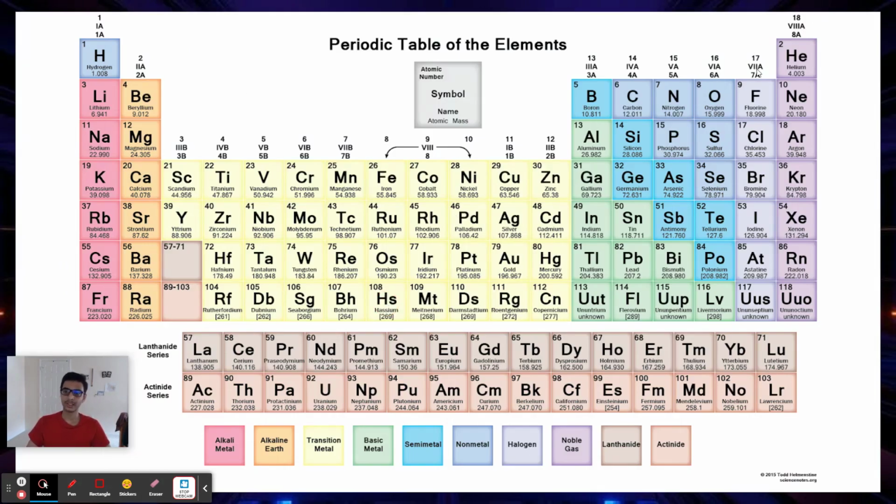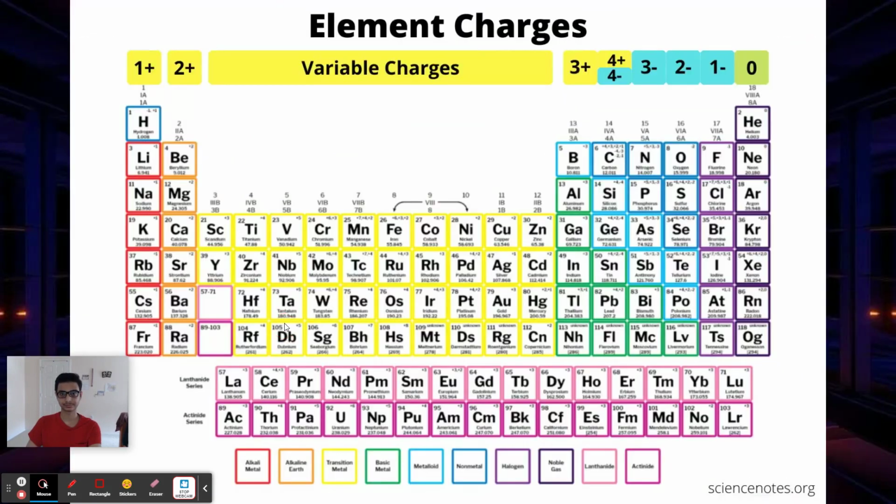So fluorine has the highest electronegativity and francium has the lowest electronegativity. Fluorine has a smaller atomic radius and francium has a larger atomic radius. So this is the full periodic table of elements. It contains group 1A to group 8A, metals such as alkaline earth metals, transition metals, metalloids, nonmetals, lanthanides, and actinides. These elements also have charges.